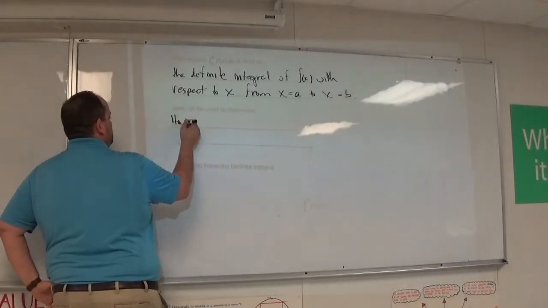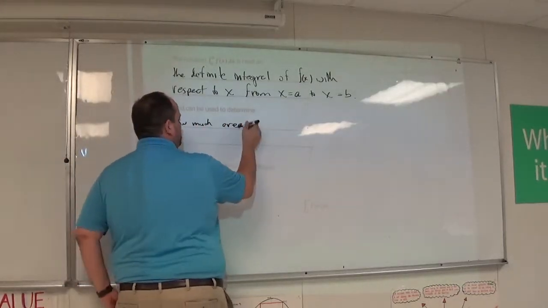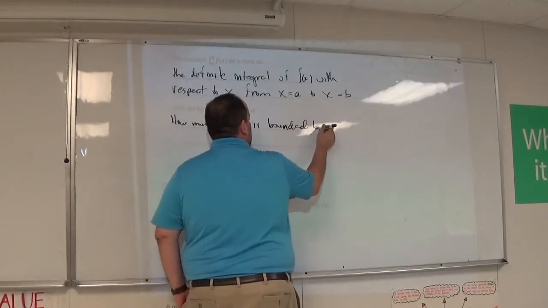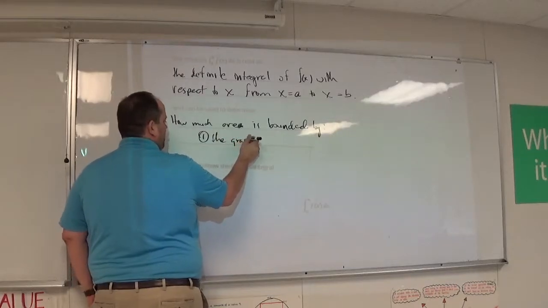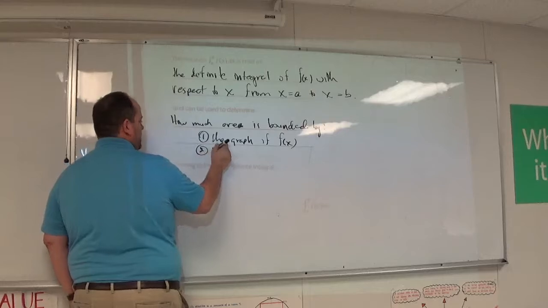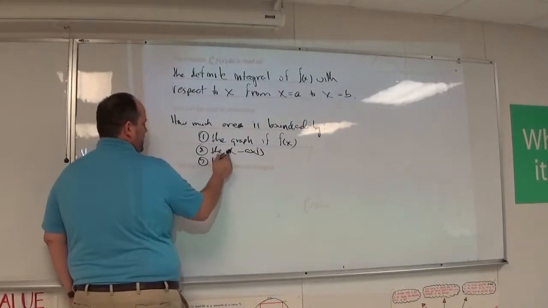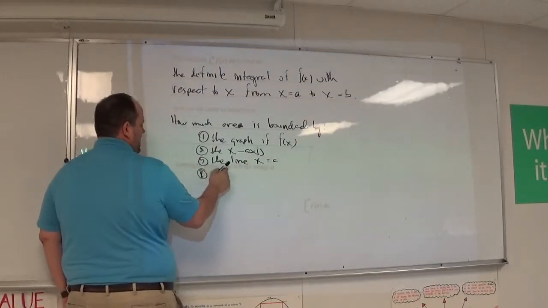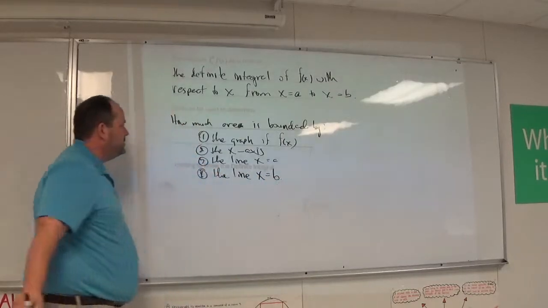What the question is going to be: how much area? I'm asking you an area question. How much area is bounded by 4 things? Number 1 is the graph of f of x. Number 2, the x-axis. Number 3 is the line x equals a. And number 4 is the line x equals b.